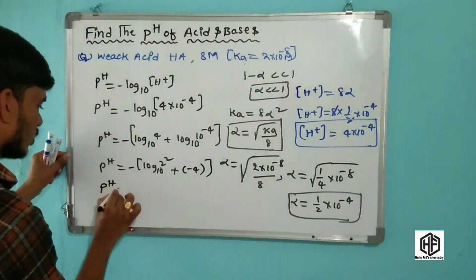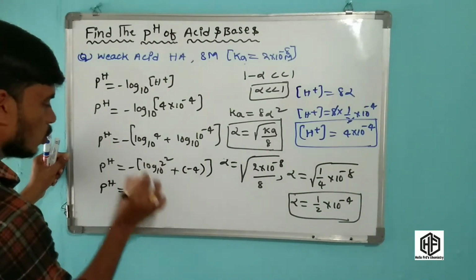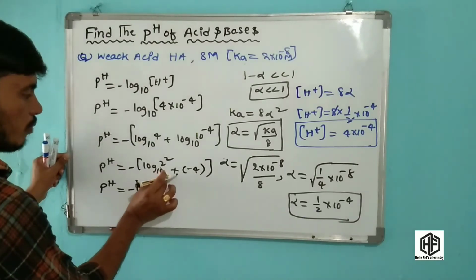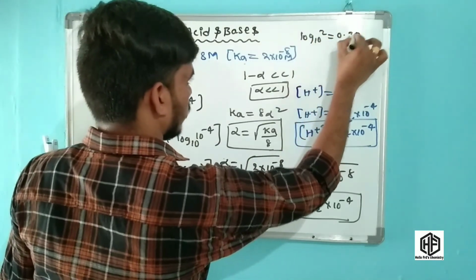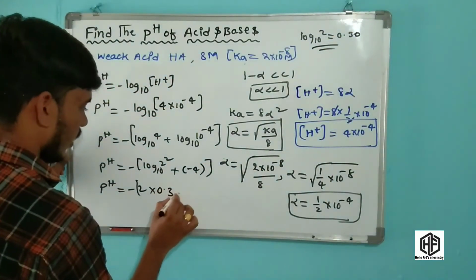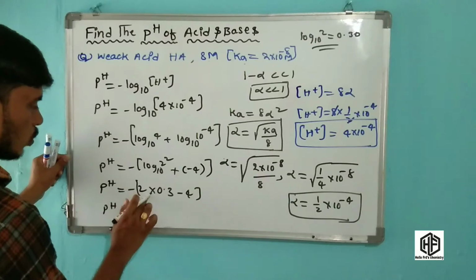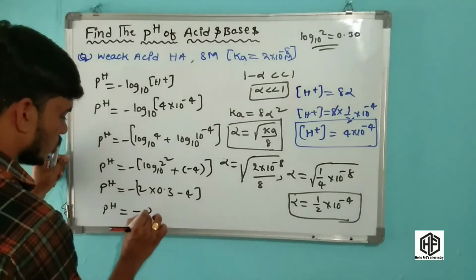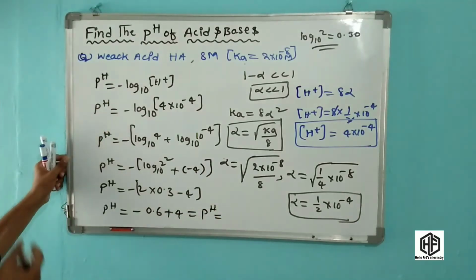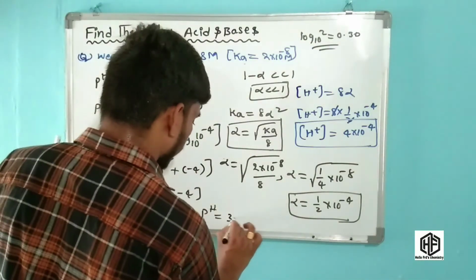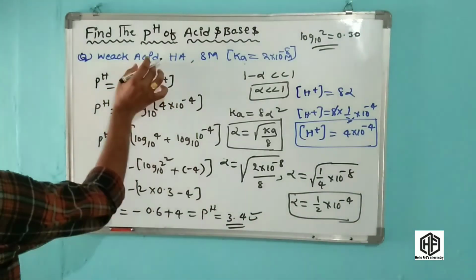Now pH is equal to minus of log base 10 of 2 squared, which is 2 into log base 10 of 2. The value of log base 10 of 2 is 0.30. So this is 0.3 minus 4. pH is equal to minus of 2 into 0.3, which is 0.6, minus 4, and minus into minus is plus, so pH is equal to 3.4. 3.4 is the pH of this weak acid.